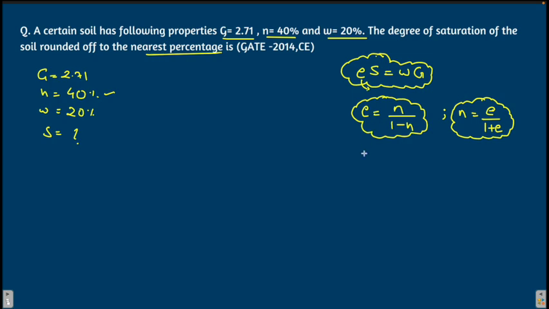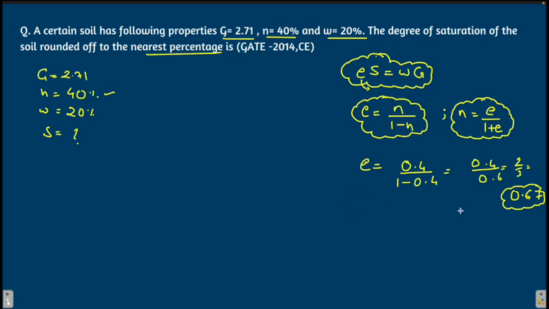Now using these relationships, we first find e, the void ratio. It is porosity, which is 0.4, divided by 1 minus porosity, so 0.4 by 0.6. 4 by 6 is 2 by 3, and 2/3 is 0.666, that is 0.67, right? So try not to use the calculator for small calculations. This will save your time immensely.